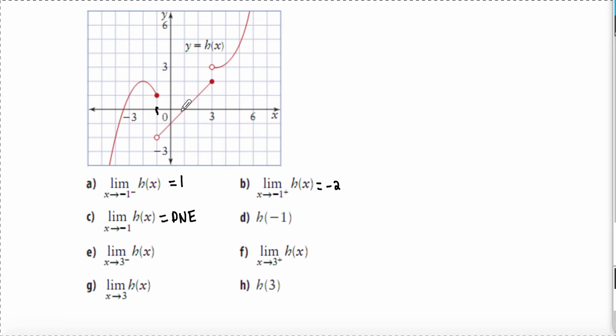What about h of -1? Well, at -1, what is the point? That is what this is asking. What is the value of h at -1? Well, at -1, the value of the function, there's our point, right? Not down there, there's a hole. There's our point. It is at 1.